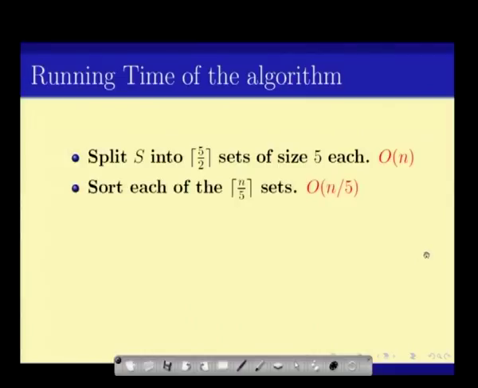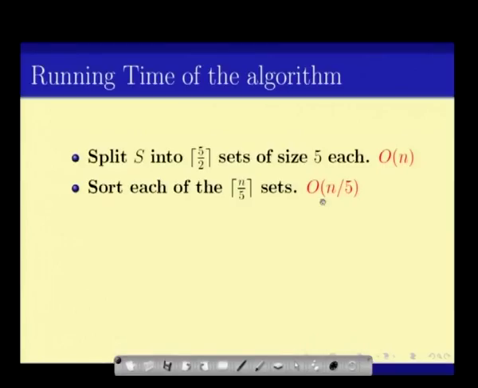Next, we sort each of these n over 5 sets. Now, again, since 5 is a constant, to sort each of them will take 5 log 5, which is a constant. So, the total number of steps required to sort all of them is n by 5 times order some constant, which is order n by 5.